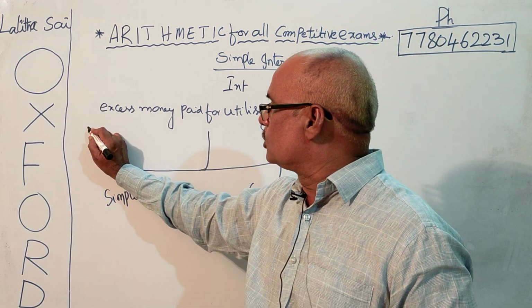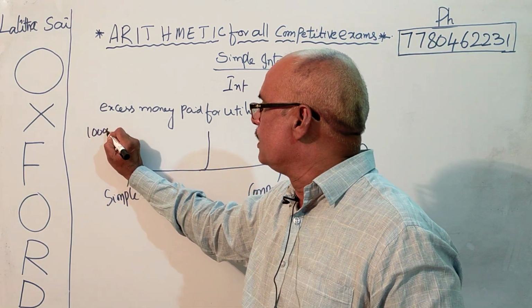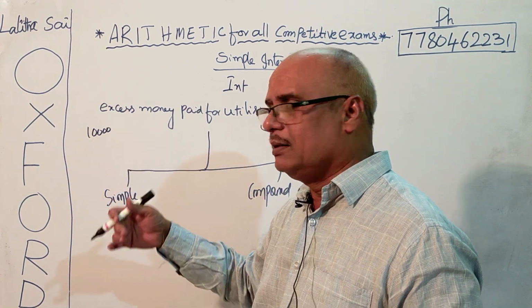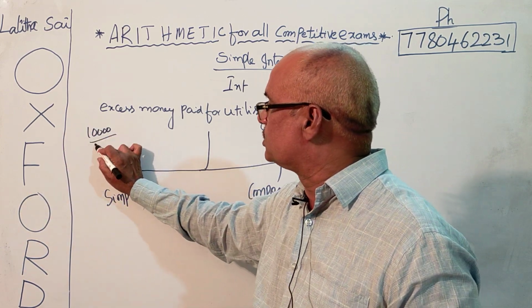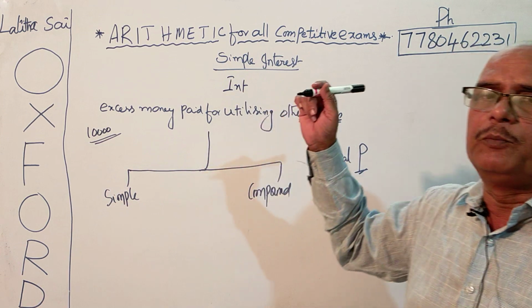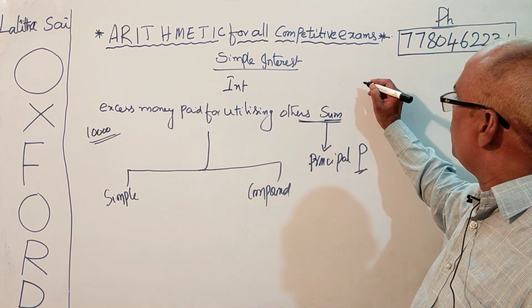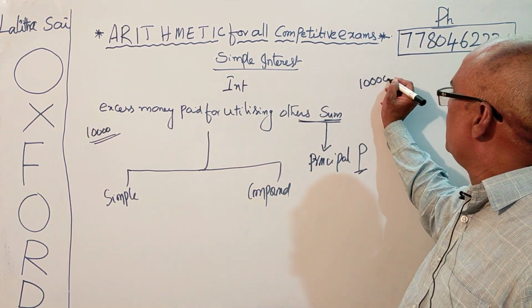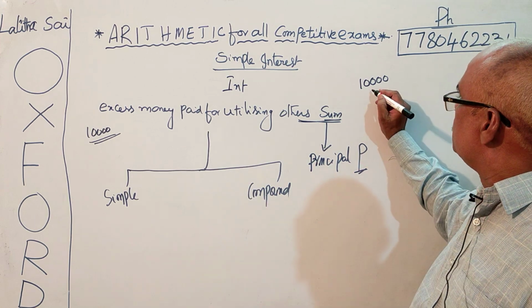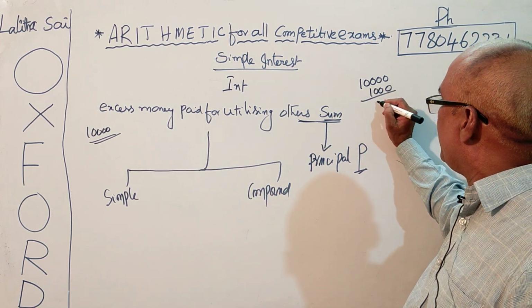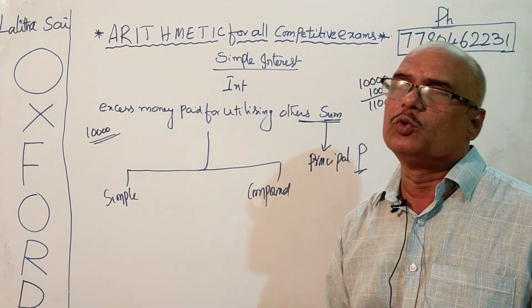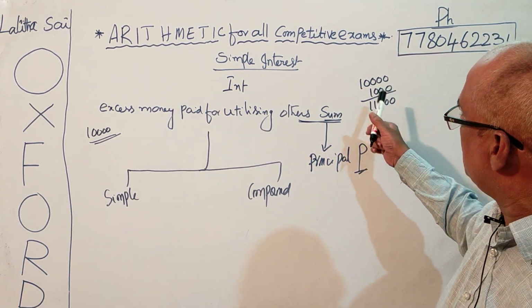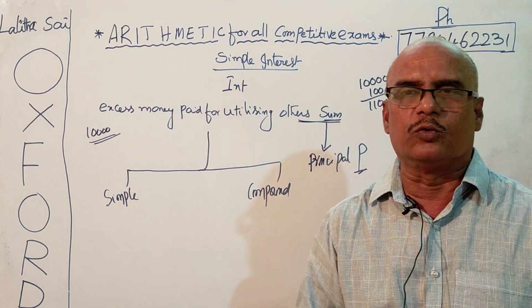Here, if you take 10,000 of amount, whatever may be the period, 1 year, 2 years or 3 years, interest will be calculated on this one only. In case of compound interest, for example, if you take 10,000 for 1 year, if the interest is 1,000, this will be added back and it will be 11,000. Next onwards, interest will be calculated on this 11,000. That is the difference between the two.